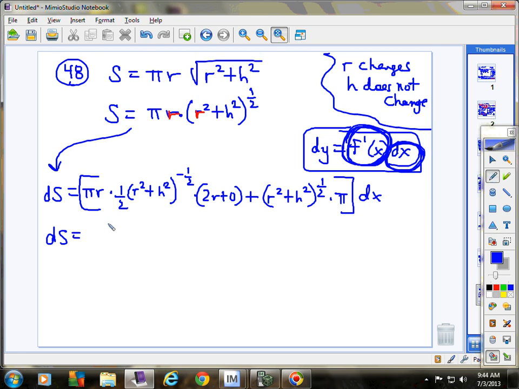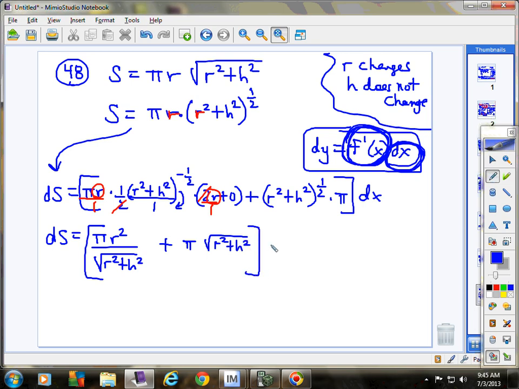Okay, now let's fix this up a little bit. Now the next step or two are algebra steps. I've got 2's that'll cancel. R's times r will be a pi r squared out front, so pi r squared. This is going to move to the bottom because it's got a negative exponent. So on the bottom it's going to be r squared plus h squared under a square root, plus pi. This is not going to move because it's got a positive exponent. All of that's times dx.